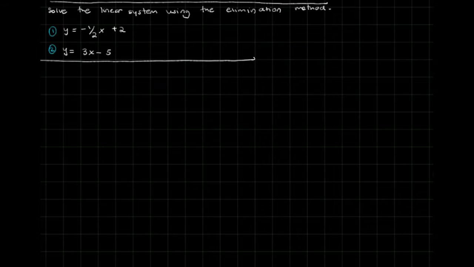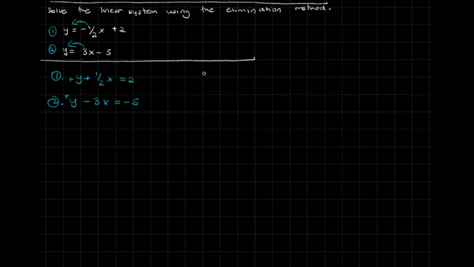And what we want to do here is, if we're solving by elimination, the best way to set this up is to keep the variables on one side of the equation and keep the constant on the other side. So I'm going to do that for both equations. So equation 1, I'm going to write as y plus 1/2 x is equal to 2. In the second equation, I'm going to write this as y minus 3x is equal to negative 5. And we can notice here that y is common between the two equations.